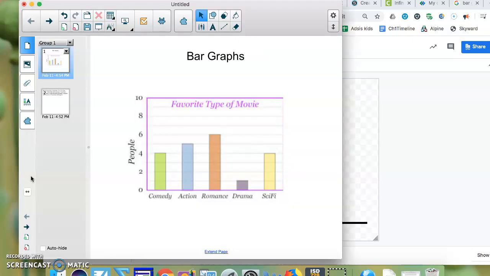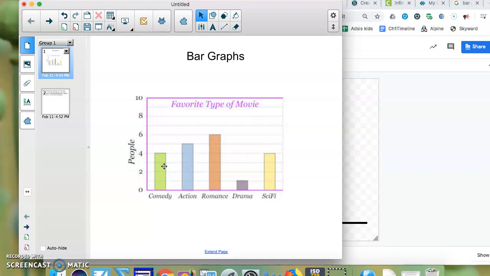Okay, we are going to look at bar graphs. Bar graphs is something you've probably seen before. It's a pretty common type of graph. It shows how many, like for a certain category or a quantity, there was. So like this shows me 4 people said their favorite type of movie was comedy.